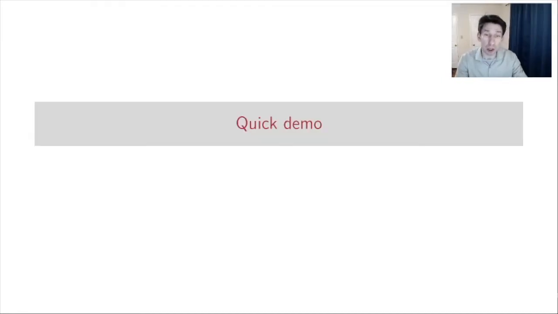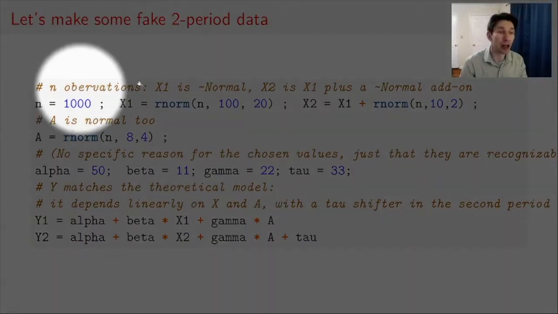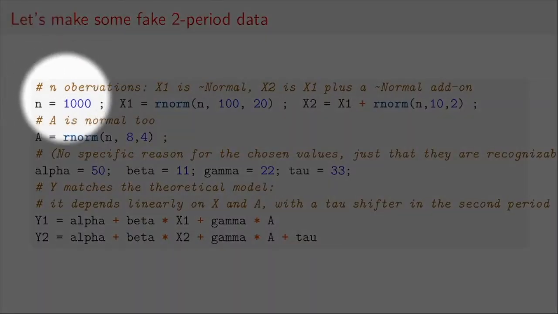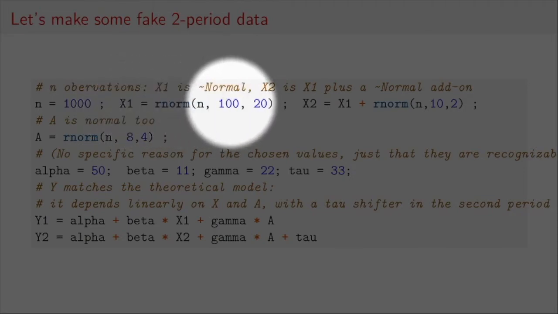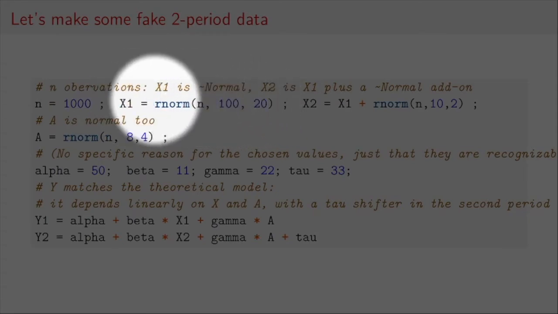Okay, so to finish this part about fixed effects and first differences, let us do a quick demo of what this looks like in R. So first of all, we're going to make some fake two-period data. So our data looks like this. We're going to take n observations. So this is the kind of data we're going to make. We're going to take n observations with n equal 1000 of a random variable, which we make a normal of 100 mean and standard deviation 20. So we take 1000 observations of this standard normal. That's our fake first year data.